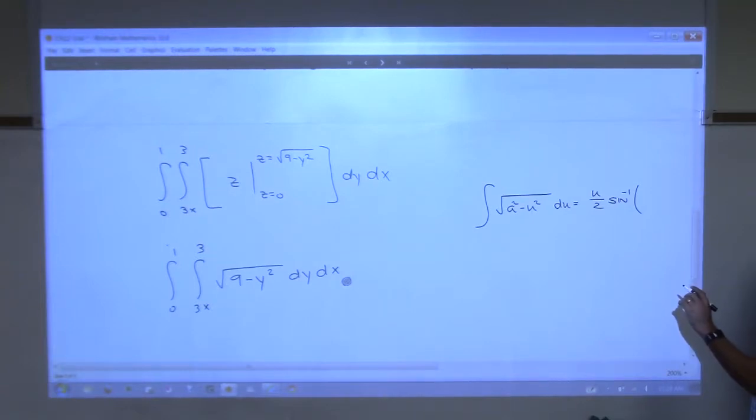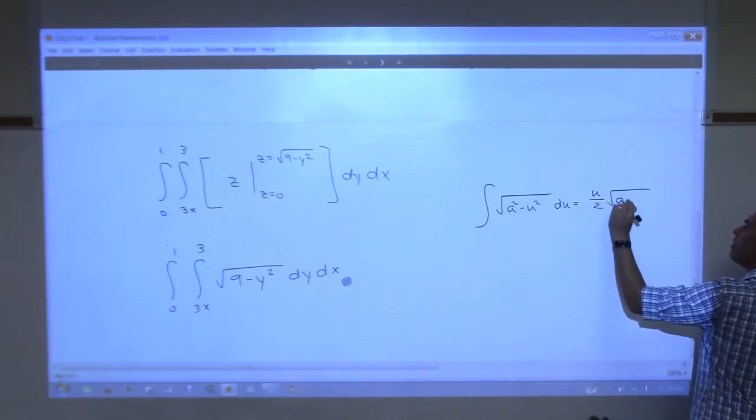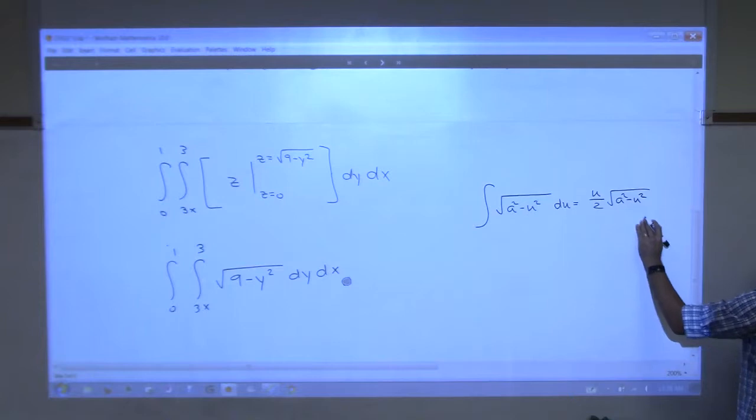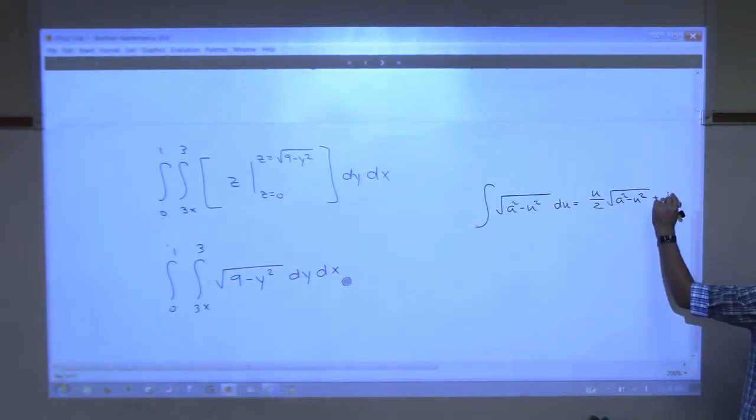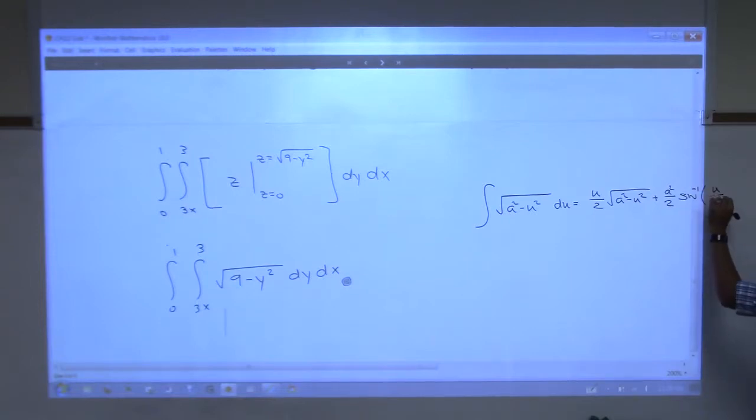Okay. So it's u over 2 times the square root of a squared minus u squared, plus a squared over 2 times arc sine of u over a, plus your integral constant c. All right. So that's the formula that we would use.